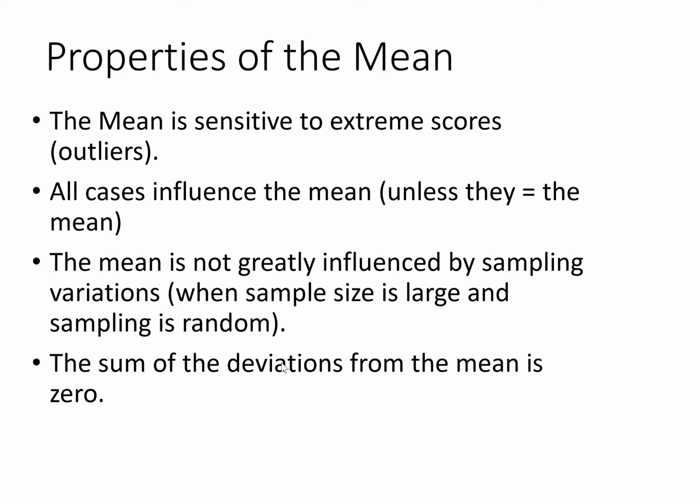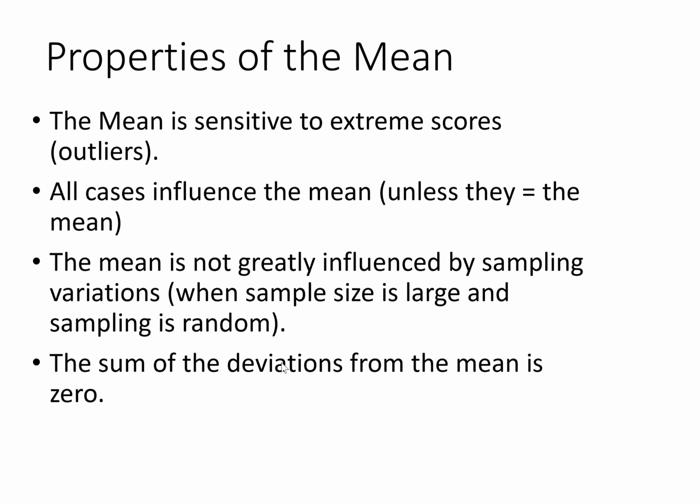The mean itself is sensitive to outliers or extreme scores, especially in small samples, so that's something to take note of. A large score or a very small score can cause the mean to be pulled maybe excessively in the direction of that outlier, especially in a very small sample. The mean can be thought of as very democratic in the sense that all cases have influence on the mean. So if you add a new case to a variable, it's going to influence the mean, unless it's exactly equal to the mean, then the mean will remain unchanged.